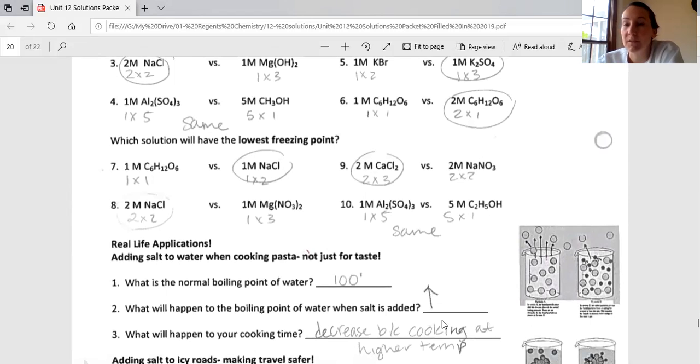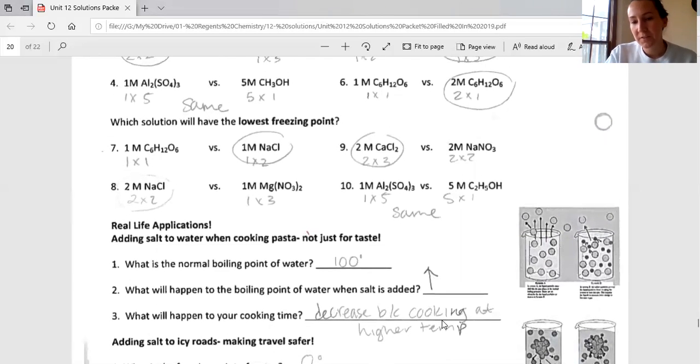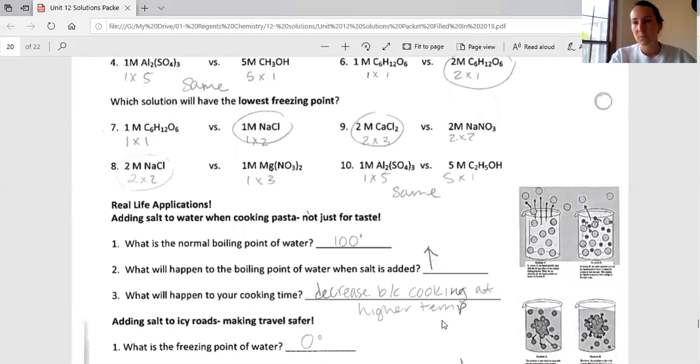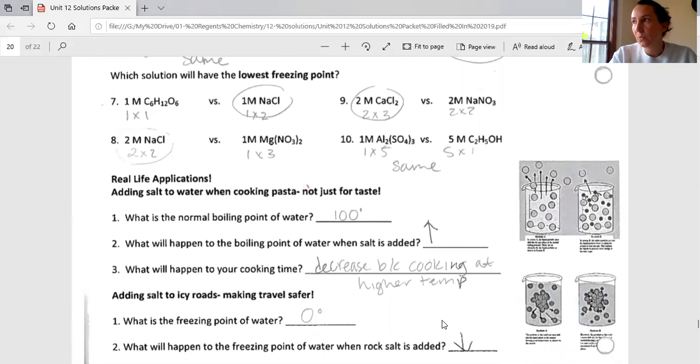Okay, so this is the other real life application. This is why we add salt to roads in the winter. Freezing point of water is 0 degrees. What happens when I add salt to the freezing point? It goes down. So how does that affect our driving on icy roads? When I'm adding salt to the roads in the winter, it is going to stop the water from freezing at 0 degrees. The water will now freeze at a point less than 0 degrees.